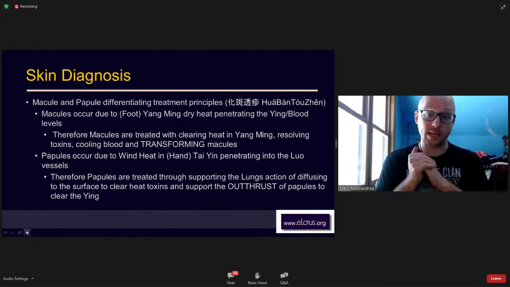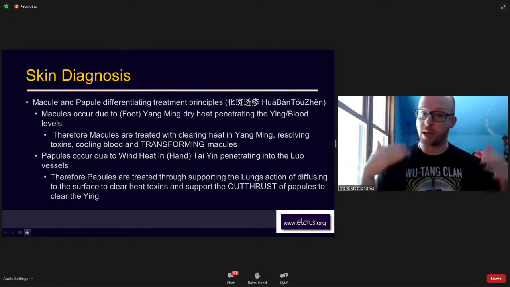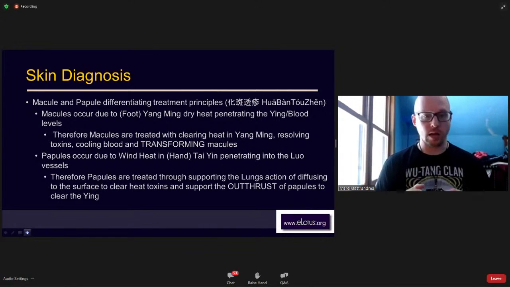Li would be the idea of bleeding Stomach 36 because you have heat in Yang Ming. So these are differentiating aspects of treatment that really make a big difference depending on presentation, right? Acupuncture can be very specific.